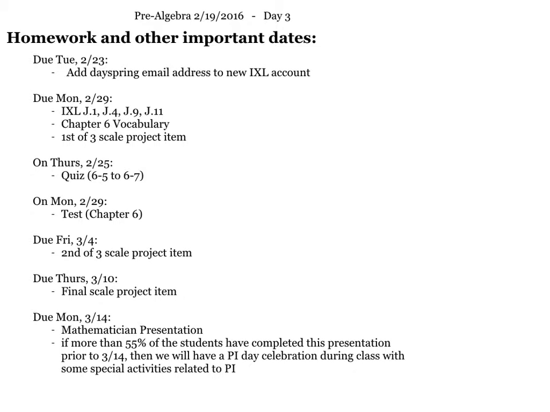On Thursday, the 25th, there will be a short quiz covering the material that we're going to start looking at today, sections 6.5 to 6.7. And then the second of the 3 scale project items is due on the 4th of March. The final item is due on the 10th, and on the 14th, the mathematician presentations are due, on or before the 14th.